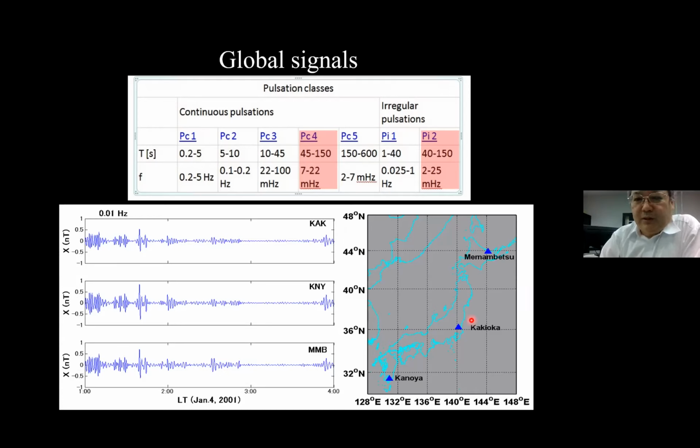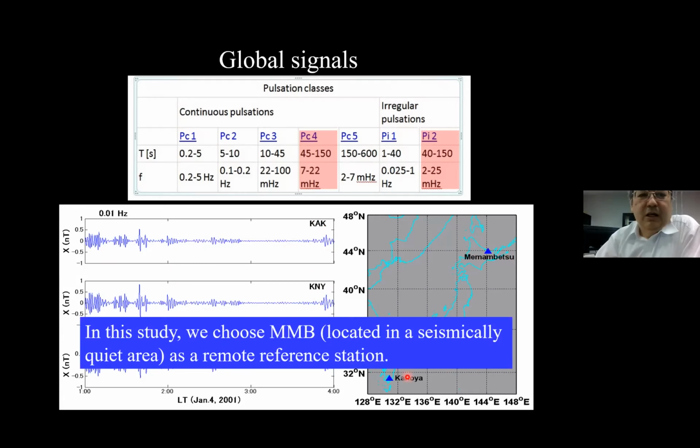So we compare our station data with Hokkaido data and Kyushu data. This is our target station, Kyushu data, and Hokkaido data. This is the signal coming from the sun. You can see very similar variation. So we can eliminate this signal very easily using the reference stations. In this case, we use the reference Manbetsu Hokkaido station because it is a seismically very quiet area.